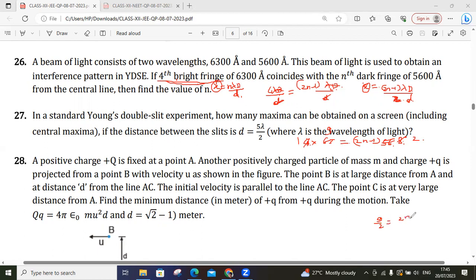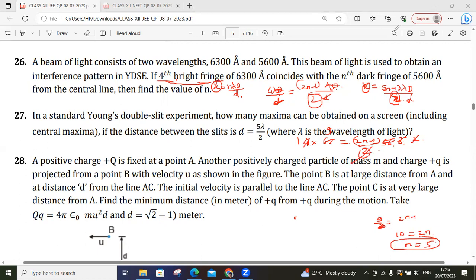So 9 by 2 is equal to 2n minus 1. Here by 2 is also there, so this 2 and this 2 will get cancelled. So 9 plus 1 is 10, 2n is 10, n is equal to 5. So the answer to 26 is 5. Then we have the 27th.